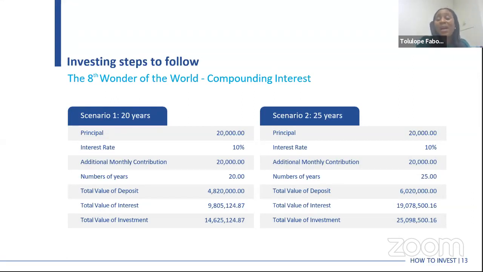You don't wait till you have a lot. You don't say you have to wait till you have a lot of money. Like I was saying, oh no, I'll start when I start working. No, start with what you have. As long as you earn, if you're doing a side hustle and you make some money, take a percentage of it out and invest it.